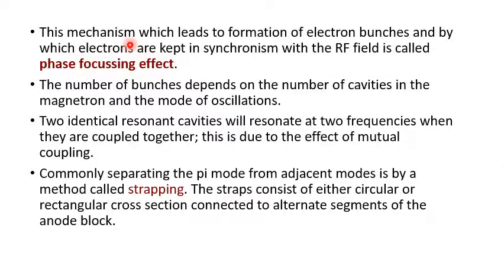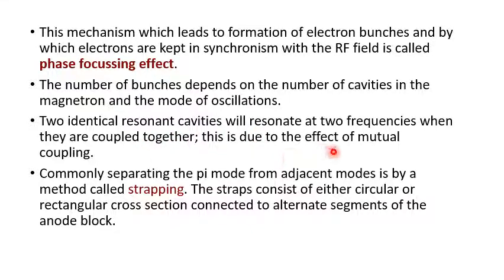So the mechanism which leads to the formation of electron bunches and by which your electrons are kept in synchronization with the RF field is known as the phase focusing effect. The number of bunches will in turn depend on the number of cavities in the magnetron and the mode of oscillation. Now, two identical resonant cavities can resonate at two frequencies when they are coupled together.